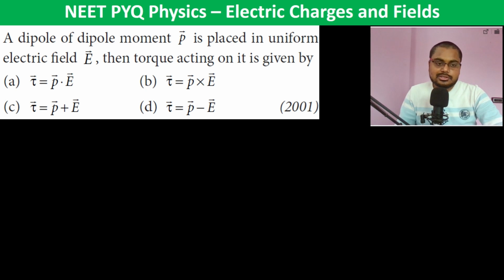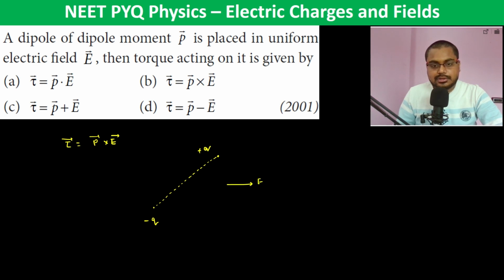it is given by. So this is a simple formula. Torque is equal to P cross E. We will derive this formula. So this is minus Q and this is plus Q. Let us say this is the direction of the field. Therefore the force is going to be QE in this direction and here also in this direction. The angle between them is going to be theta.